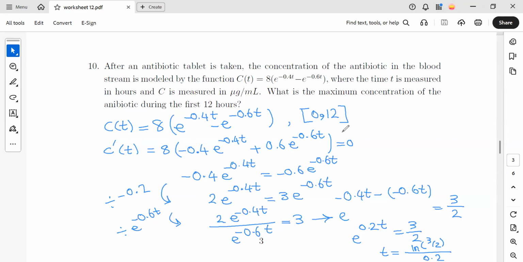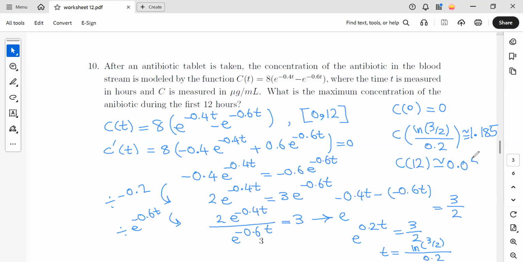Now, based on the question, we know that c of 0 is 0. And we know that c of ln of 3 over 2 all over 0.2 by replacing and using calculator will be approximately 1.185, and c of 12 is approximately 0.0599. Based on these three amounts, we would say that the maximum is this one.